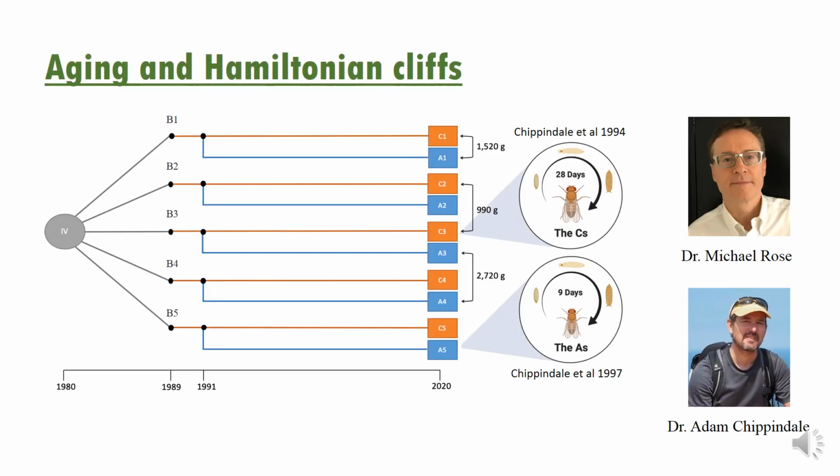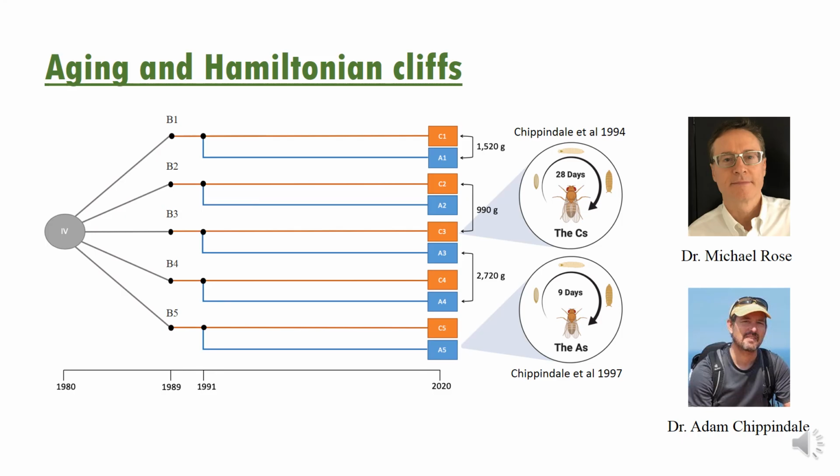So the story actually begins with questions of aging and senescence. Back in the late 80s and the early 90s, this lab in UC Irvine, run by Dr. Michael Rose, was interested in figuring out if selecting for extremely late stage reproduction or extremely accelerated reproduction produced correlated responses in aging and senescence. They took this population known as the IVs, split it into five replicates, which they named baselines B1 through to B5, and subjected them to two selection regimes.